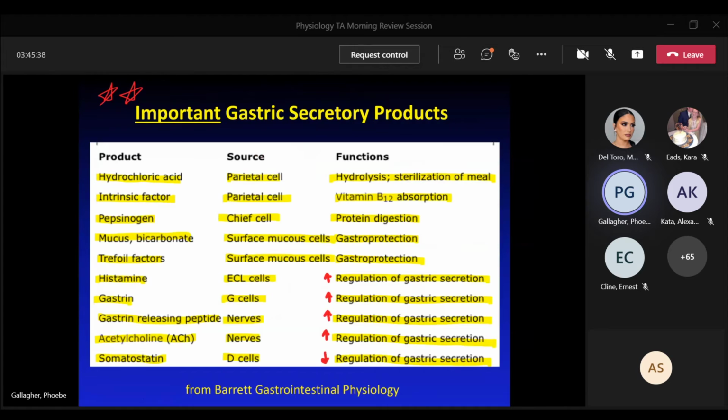Okay, so this is a super important slide. He doesn't introduce all of these different secretory products in the first lecture, but he will ultimately get to them.